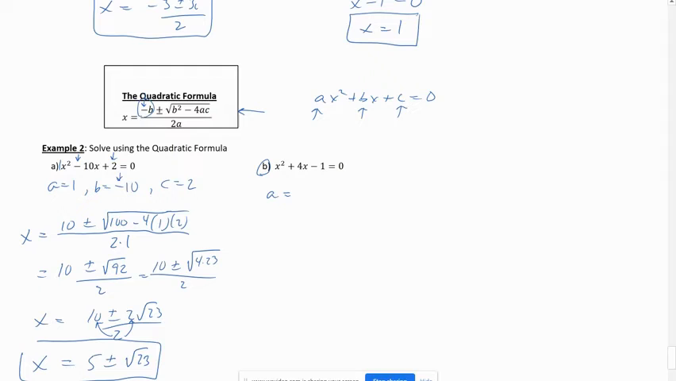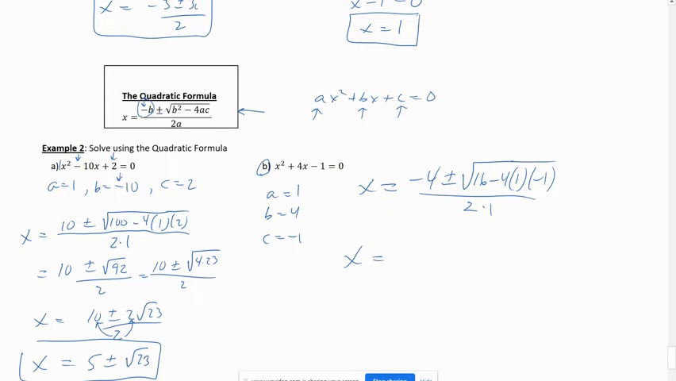So for example B, we have a equals 1, b equals 4, c equals negative 1. So then x is equal to the opposite of b, plus and minus the square root of b squared minus 4 times a times c, all over 2a. So x equals negative 4 plus and minus the square root of 20 over 2. That's negative 4 plus and minus the square root of 4 root 5 over 2.